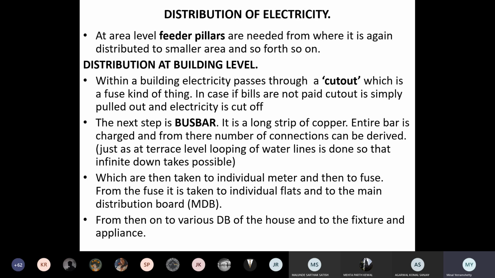That means there are three live wires and one neutral, which is the connecting back. So I need three strips of copper, and I'll show you the picture. Don't worry. So you will have three thick copper strips, and let me show you the picture, which are then taken to the individual meter, and then to the fuse. From the fuse, it is taken to individual flats and to the main distribution board, and from then on to the various DBs. Did you understand this?